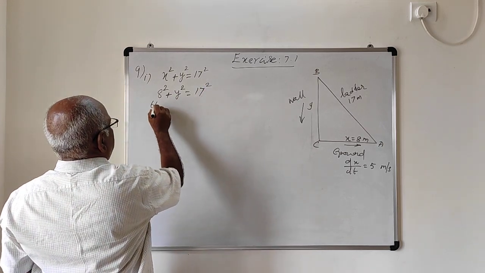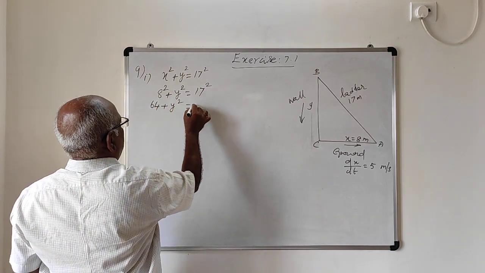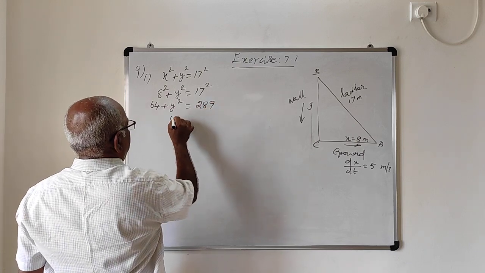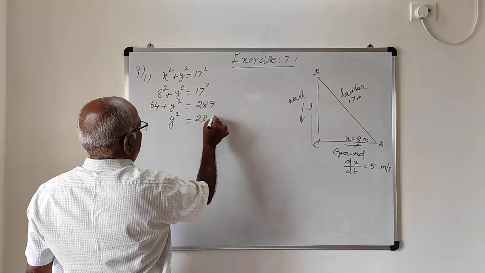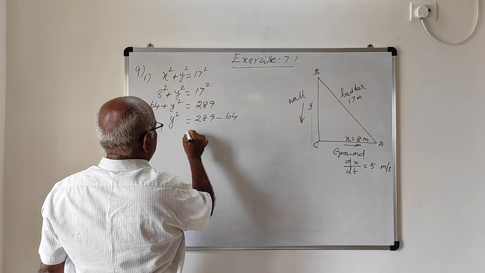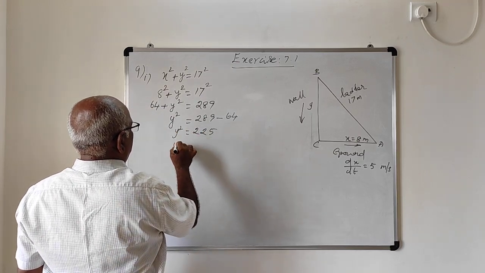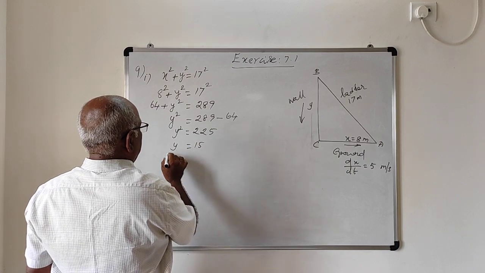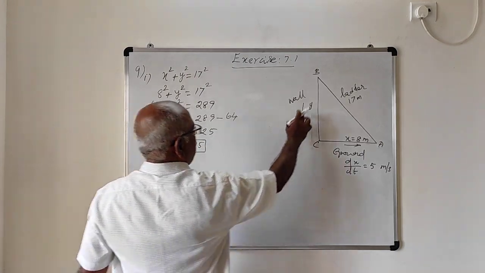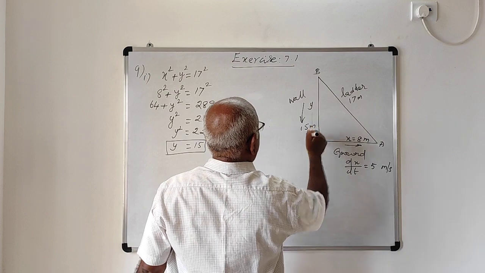8 square is 64 plus y square equal to 289. 17 square is 289. So y square is 289 minus 64, that is equal to 225. Y square is 225, therefore y equals 15. The height of the wall is 15 meter.